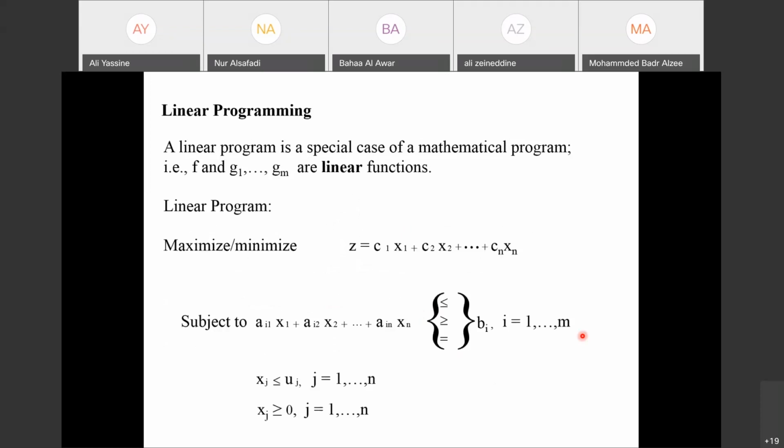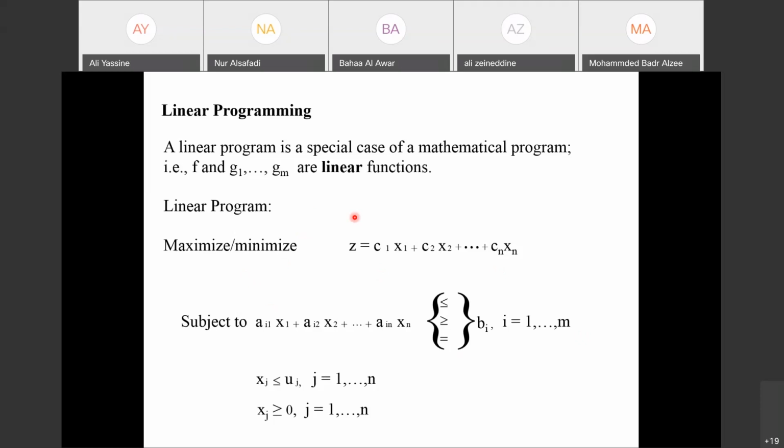So in the previous slide, I talked about a mathematical program, which is a general representation. A special case of a mathematical program is called a linear program or a linear model. A linear program consists of a set of equations that are linear. So all what we talked about, the f function and the g functions, those functions are linear, which makes this program a linear model, and thus the name linear programming.